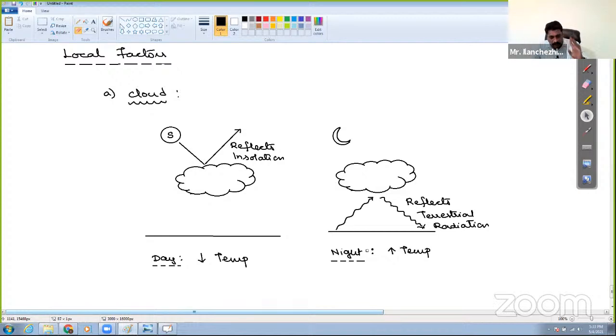Okay? So somewhere you can write, cloud during daytime, I have told you symbolically, right? Cloud during daytime will reduce the temperature. Whereas cloud during nighttime will increase the temperature. So what is the role of the cloud? We have an idea. Cloud has a dual effectivity, my friend.